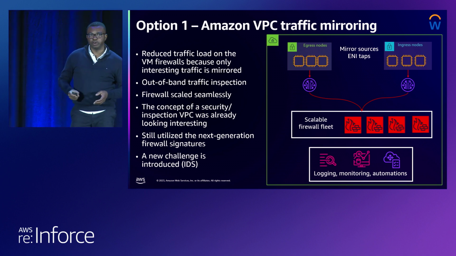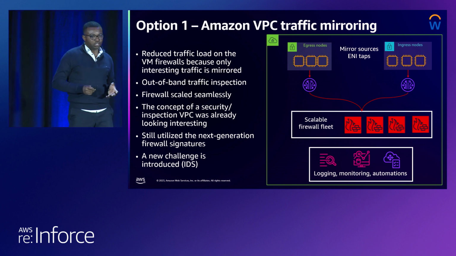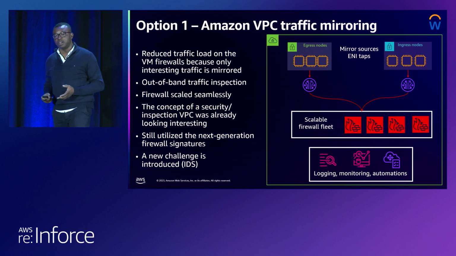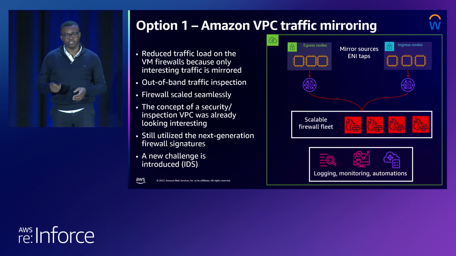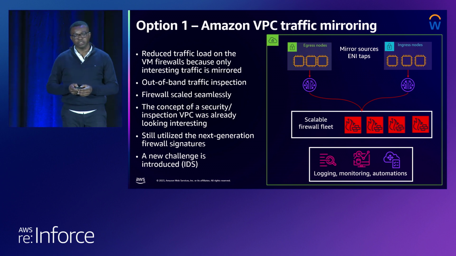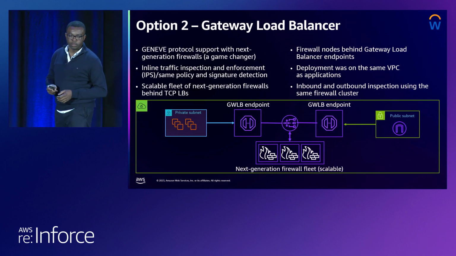But then, here is a problem. We are moving from a solution that allows us to enforce policy to a solution that only detects malicious traffic, because by default, this solution works as an IDS. And as such, this did not go beyond the proof of concept stage. And we were left with the second option, which is the gateway load balancer.